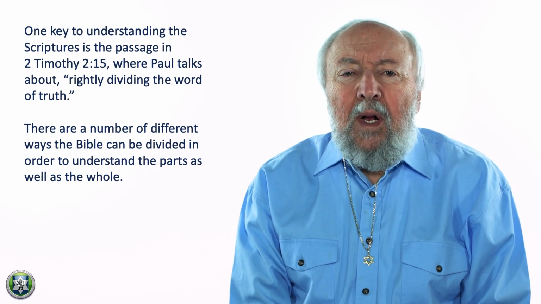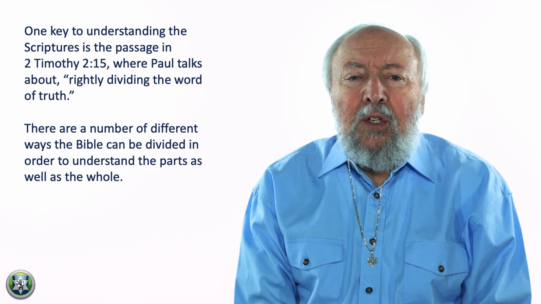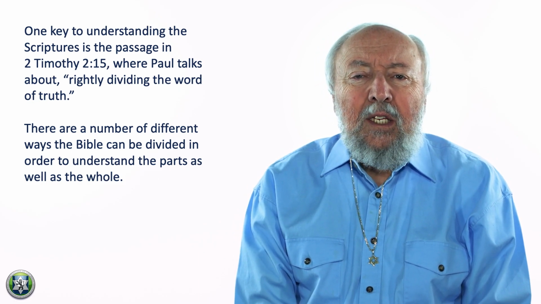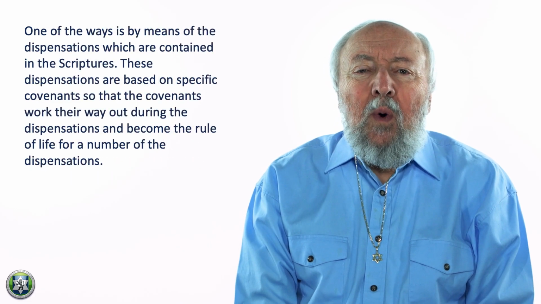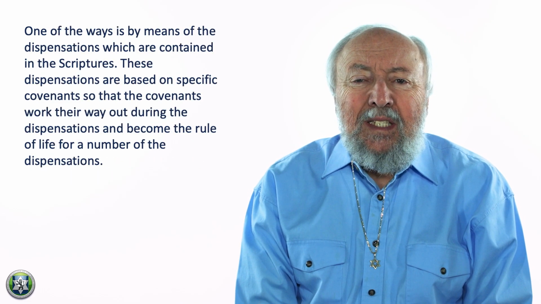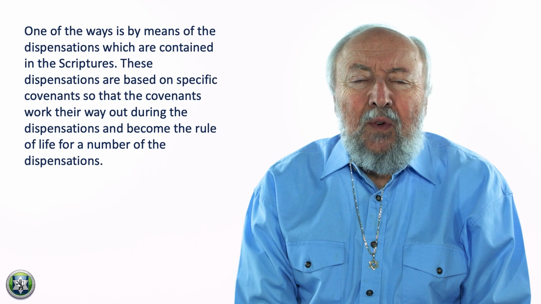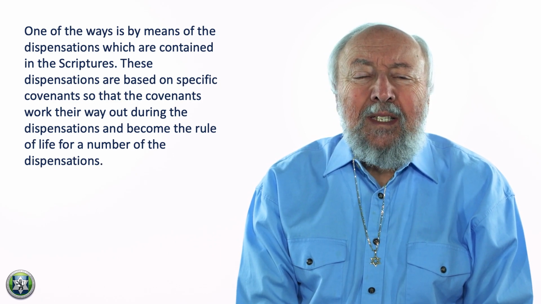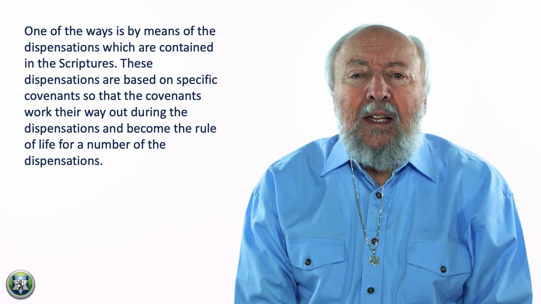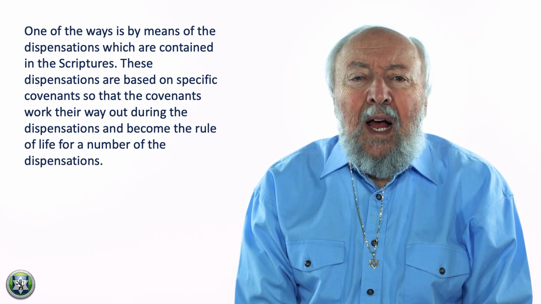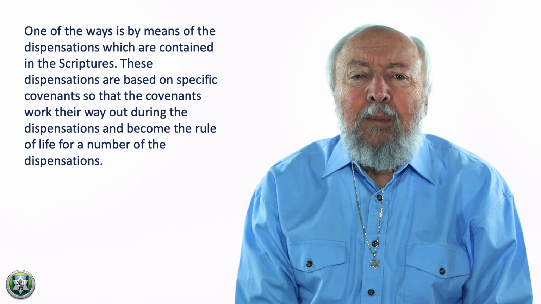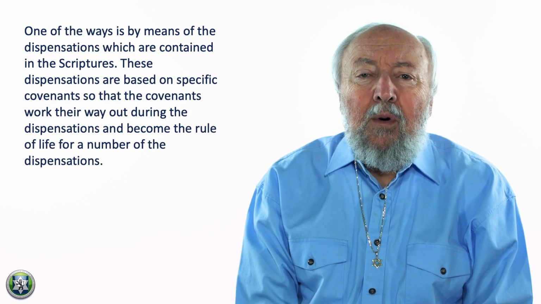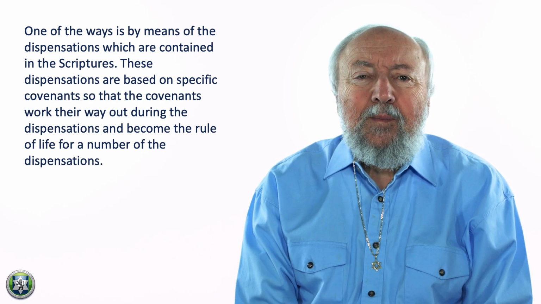And there are a number of different ways the Bible can be divided in order to understand the parts as well as the whole. And one of the ways is by means of the dispensations which are contained in the scriptures. These dispensations are based on specific covenants, so that the covenants work their way out during the dispensations and become the rule of life for a number of the dispensations.